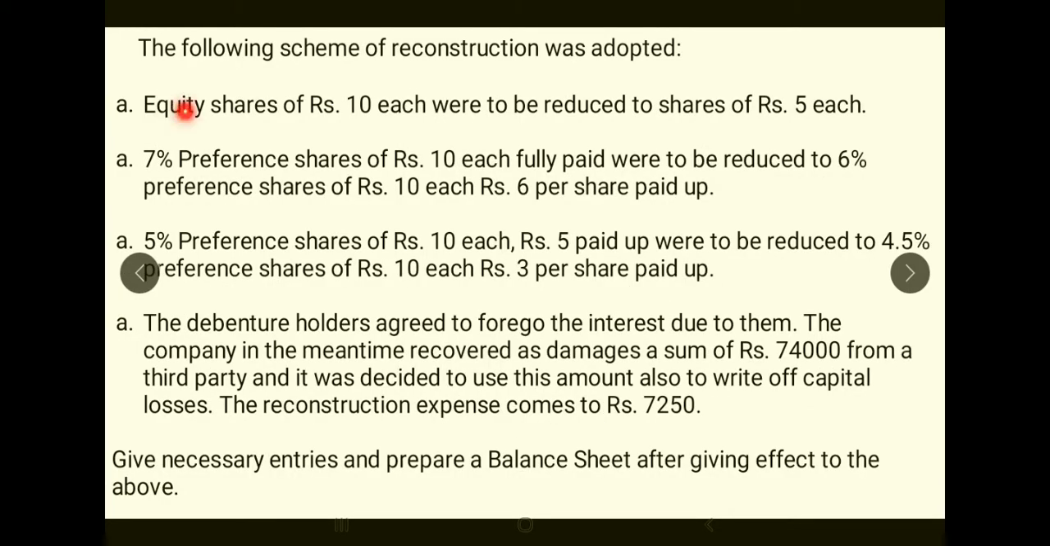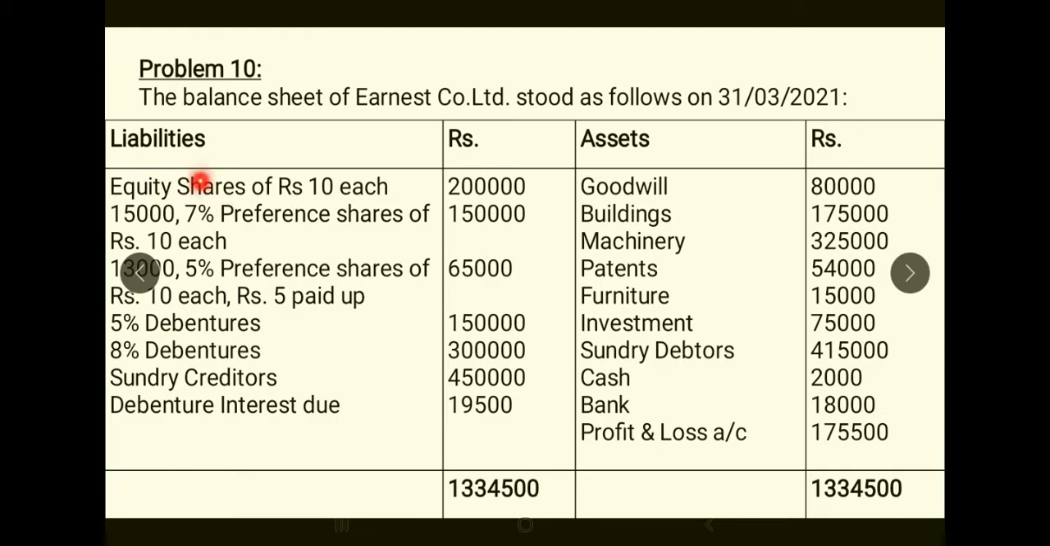Adjustments. First adjustment is equity shares of rupees 10 each were to be reduced to shares of rupees 5 each. So here it's a scheme of reconstruction and shares of 10 each are reduced to shares of rupees 5 each. So number of shares that you have is 20,000 shares of rupees 10 each, 2 lakh rupees.